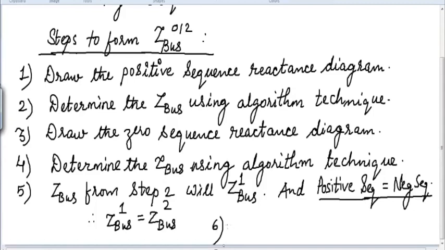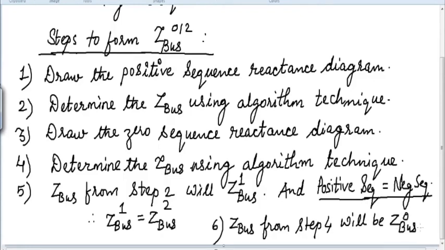The sixth step we will write here: Z bus from step 4 will be Z bus 0. So this is the sixth step. If you complete these 6 steps, then you will obtain the result of Z bus 0, 1, 2. If you want to write Z bus 0, 1, 2 in a compact form, you can combine step number 5 and step number 6. So this is the procedure that we will be following.